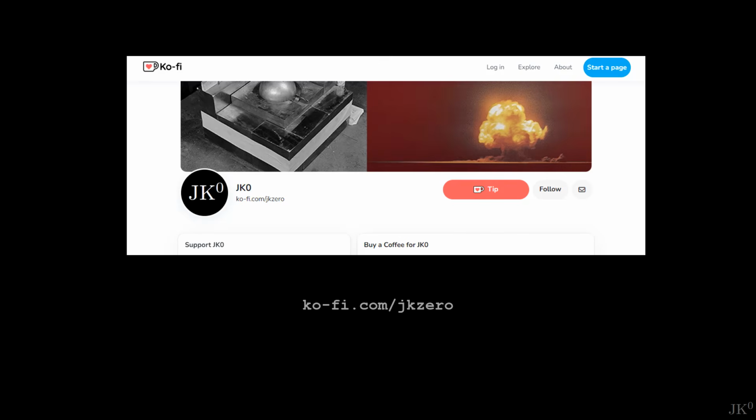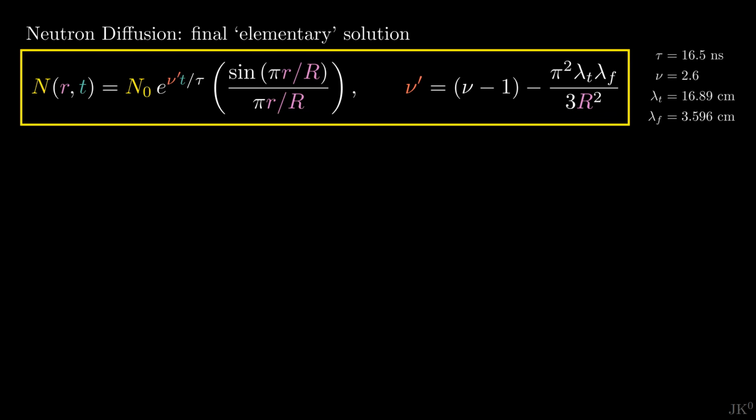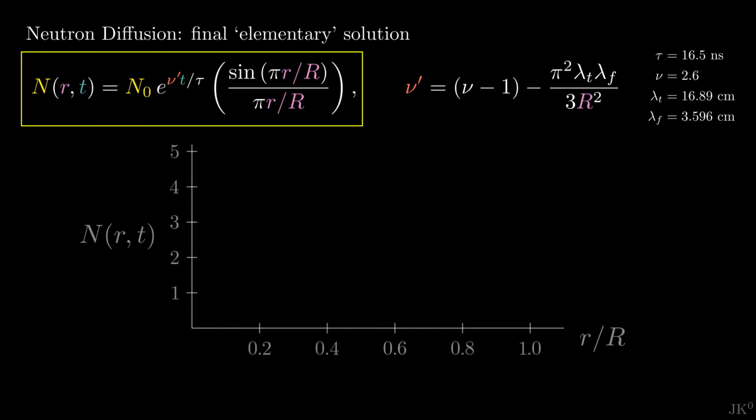And now, let's go back to the critical mass. Since I now want to make some plots, I have listed on the top right the measured values for tau, nu, and the two mean free paths. So let's explore our solution. In this plot, I have the coordinate r measured in units of the radius. That means that the point 1 is the surface of our sphere, and in the vertical axis, I put the density in some arbitrary units.